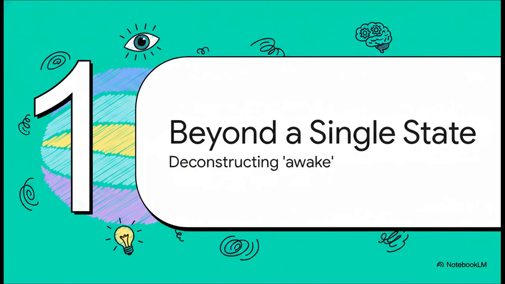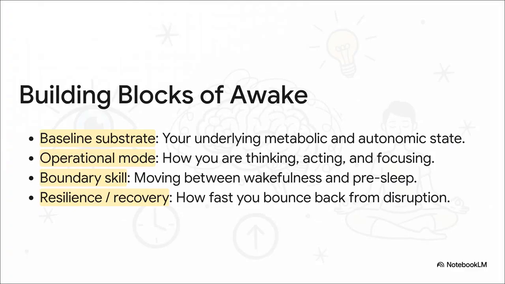So to really get our heads around the spectrum, we first have to deconstruct what being awake even means. Because it turns out it's not just one thing. So this model breaks wakefulness down into 4 core building blocks. First, you've got your baseline substrate. The easiest way to think about this is like your phone's battery. It's your body's fundamental energy level.